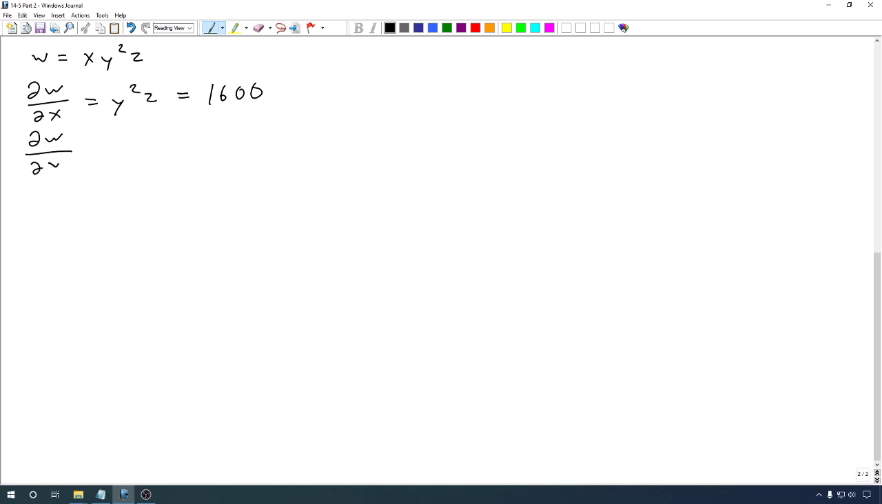dw dy, this time the x and the z stick around, the y squared becomes a 2y, so we have 2xyz. Again, using our values of 6, 10, and 16, we end up getting 1920. And then finally, our derivative of w with respect to z, that's just going to be an xy squared. Again, x is equal to 6, y is equal to 10, so we get 600.